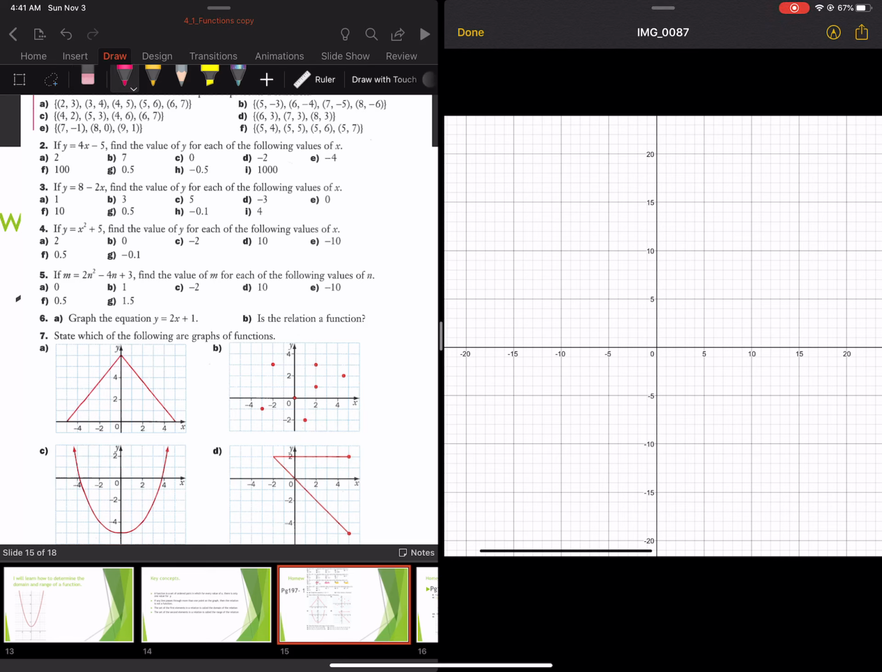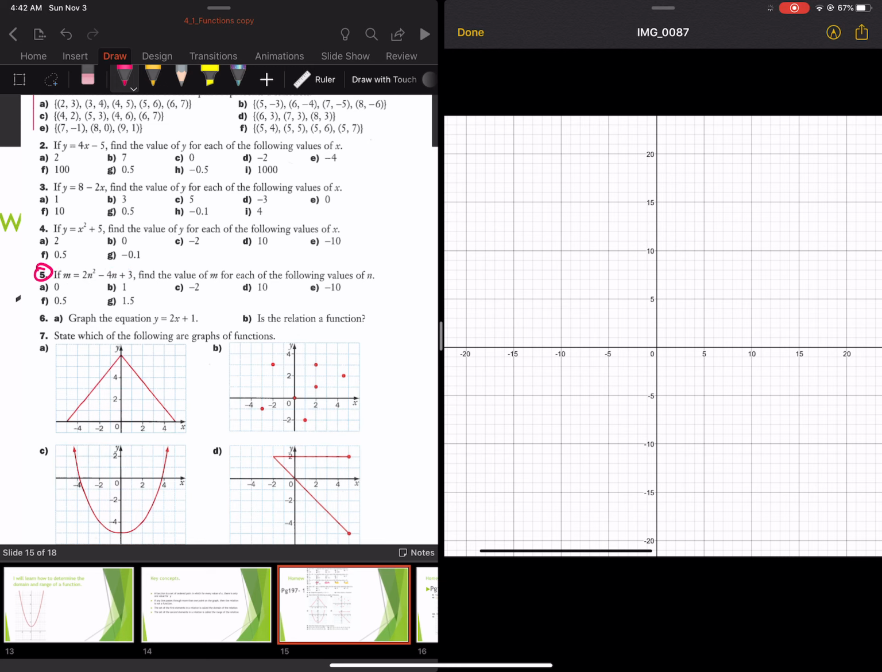Okay, question 5. If m equals 2n squared minus 4n plus 3, find the values of m for each of the following values of n. So I can just replace m and n with x and y. Okay, it doesn't really matter.